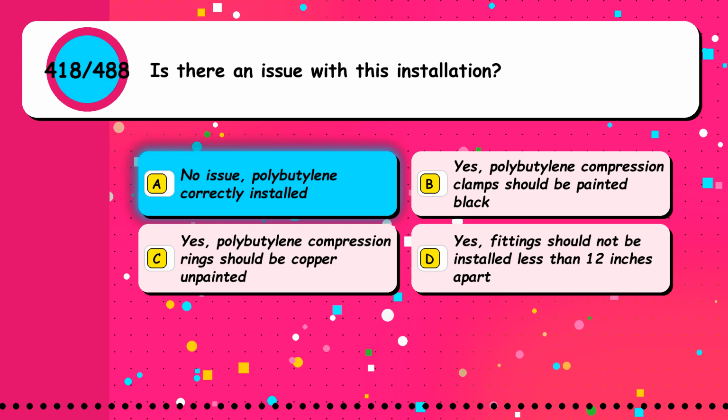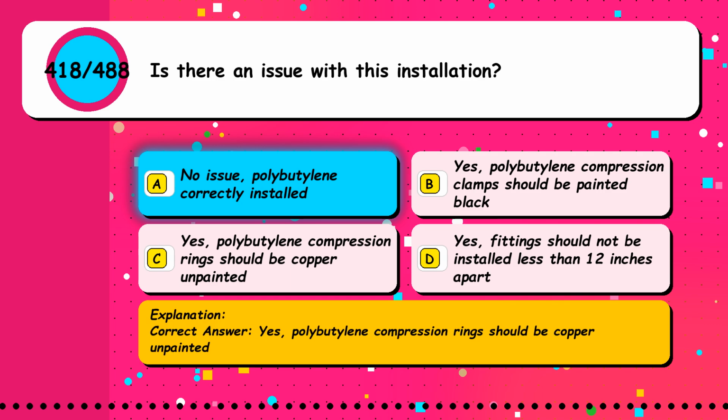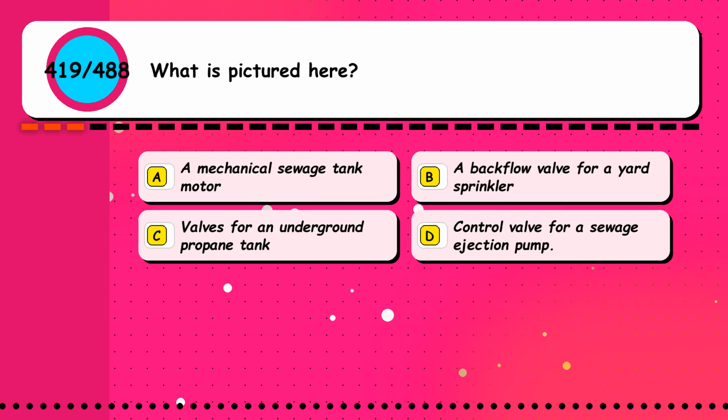The correct answer is option A. No issue, polybutylene correctly installed. Correct answer, yes, polybutylene compression rings should be copper unpainted. Question 419. What is pictured here?